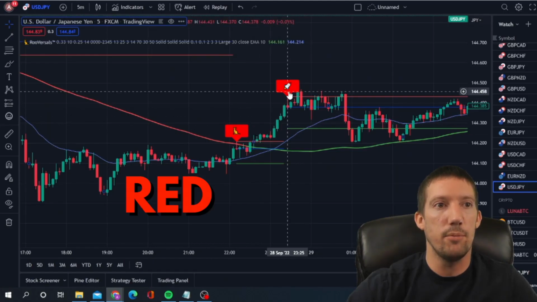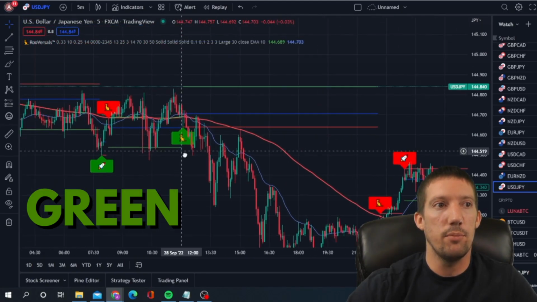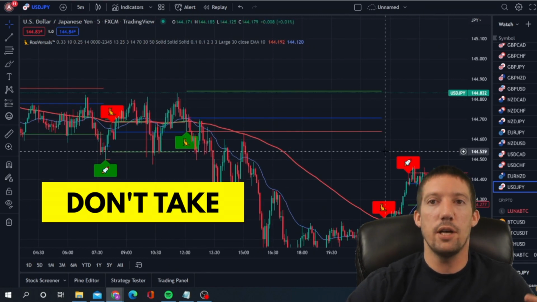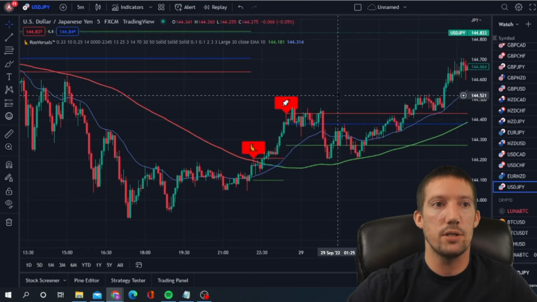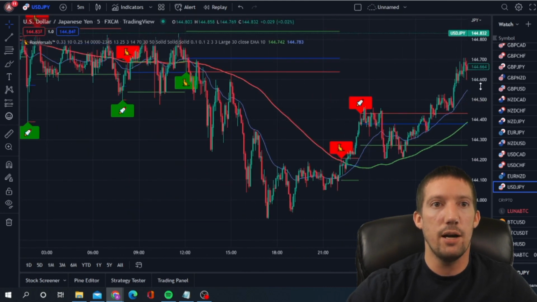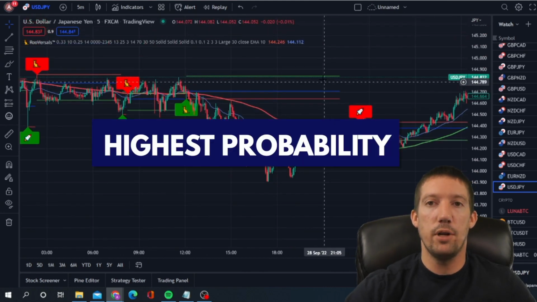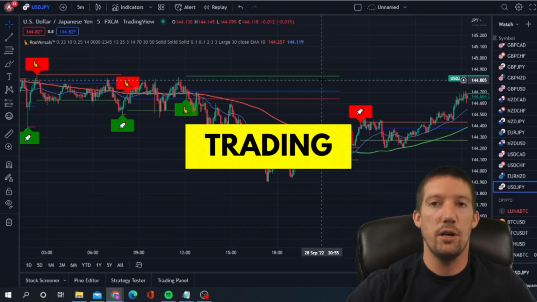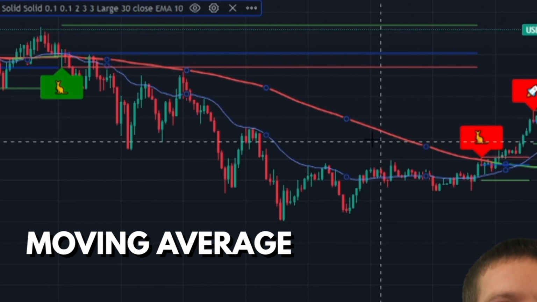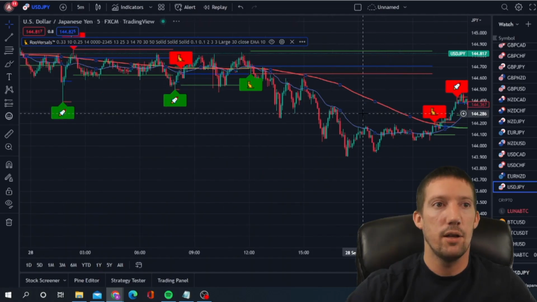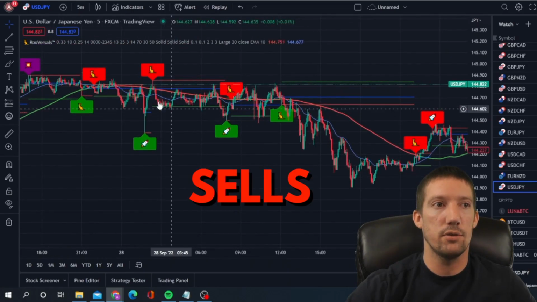If it's red, that means you should sell. If it's green, that means you should buy. But you don't want to take every single trade, so that's why we need to analyze the charts and see what's actually happening. Because I recommend the highest probability, the highest win rate you're going to get is from trading with the trend, okay? If the moving average, as you can see this line right here, if that's red, that means we only want to be taking sells when it's in the red.